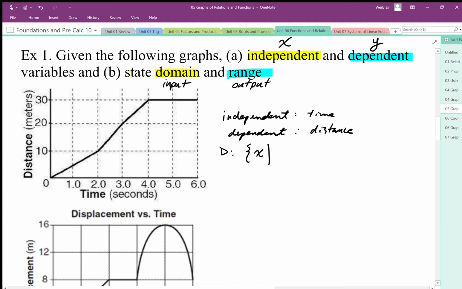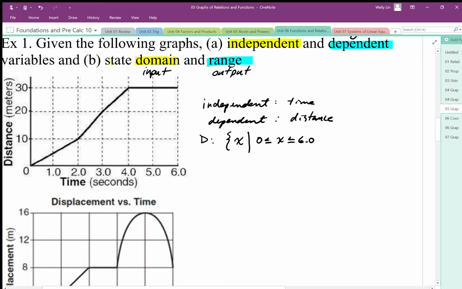But then once we state that, we need to state the values that x can take on. Now, x can take on values from 0, and it looks like it includes 0, all the way to 6.0. And since this is continuous, we really want to state that it is continuous. So it's going to take on all real numbers versus taking on integer values or whole number values. So we show this as x ∈ R, and essentially that implies it's continuous.